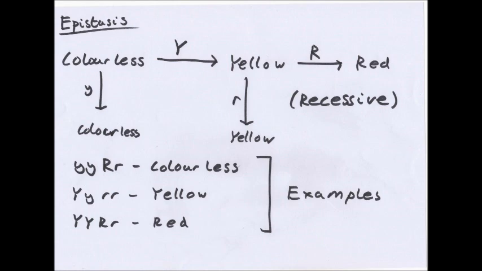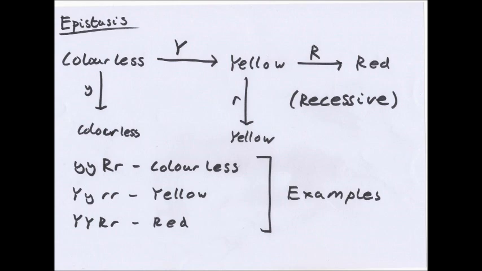Without that yellow pigment, the colour won't be red. So you can't have red without the yellow one being produced first. So this is kind of like a little timeline of what happens. You have a colourless albino animal, or plant I think in this case.